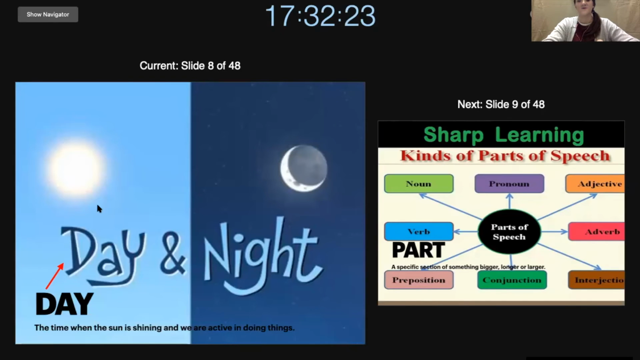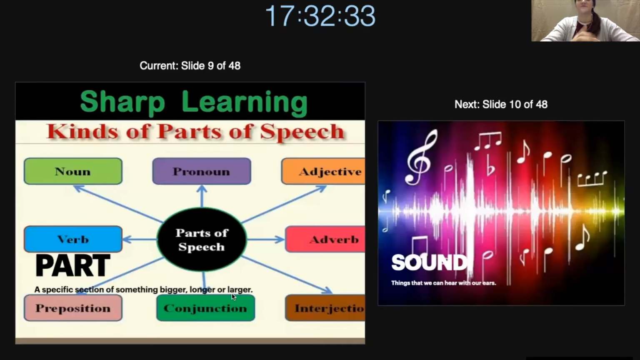So day refers to when the sun is shining and we go to work, we are doing things and we are achieving something. Then we also have part. So part refers to one whole thing, but then I take a piece of it away. So this piece will be a part of the hand, but it can also be removed and on its own. So then it will be a part of the hand, but this is the whole hand.